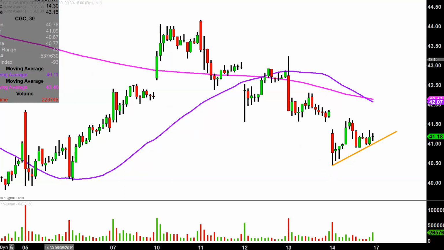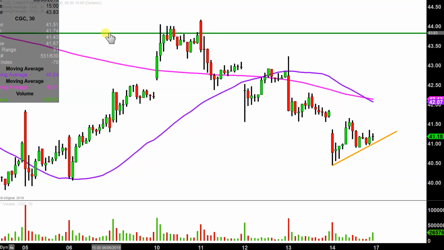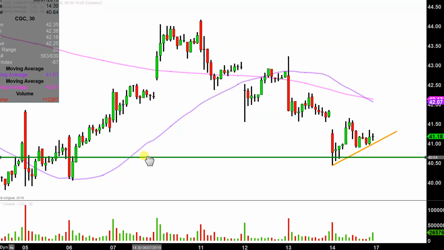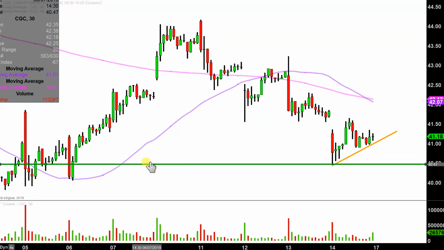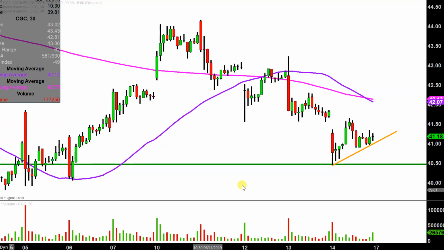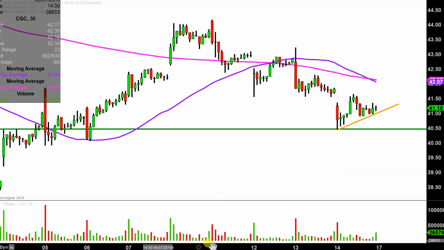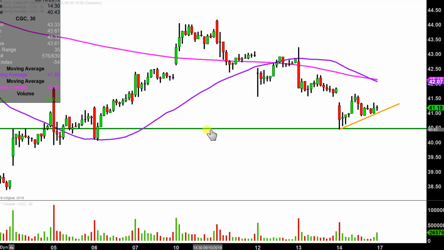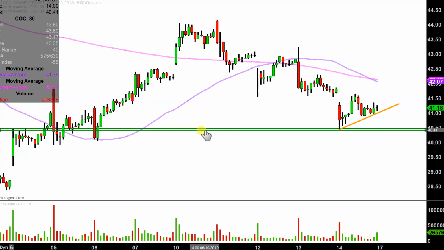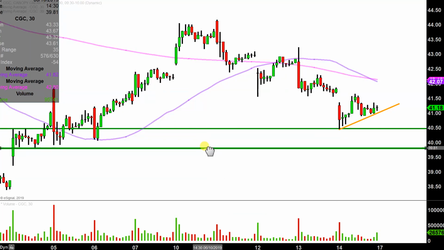Now, if the price does not hold up above it, the next key level of support at that point would be down here at that low of the $40.50 mark. And just in case the price were to go down there and then break through there, the next very important level of support would be down here at $39.75. Why is that level important?